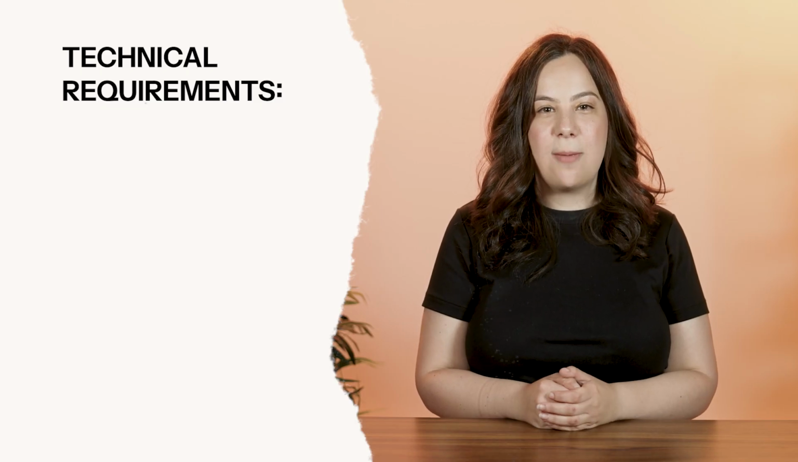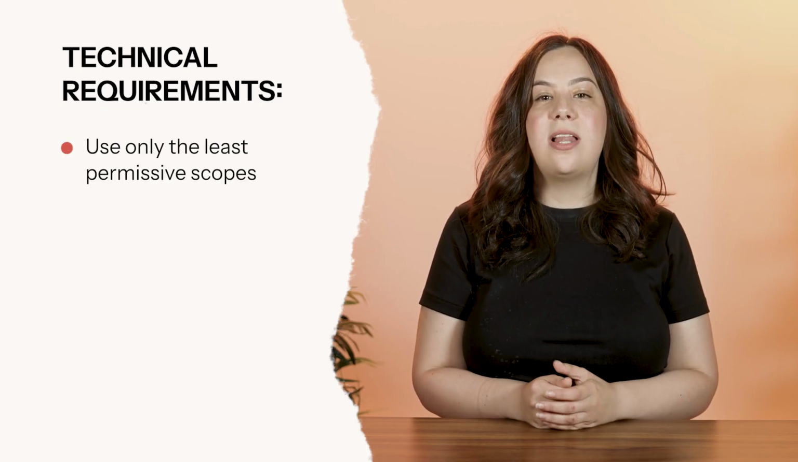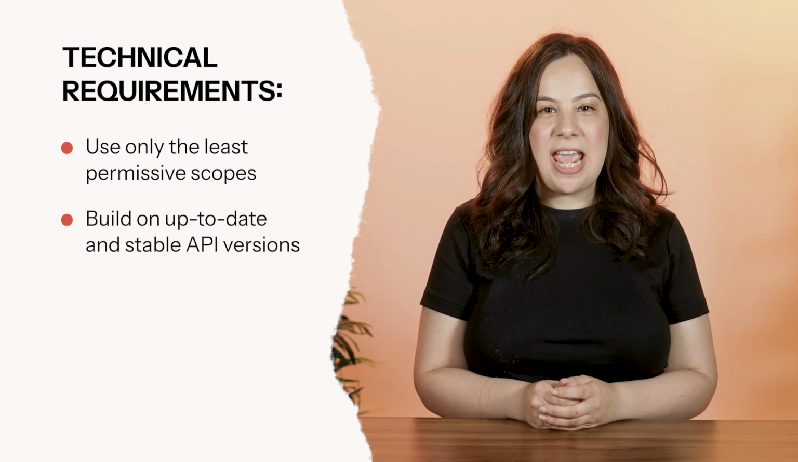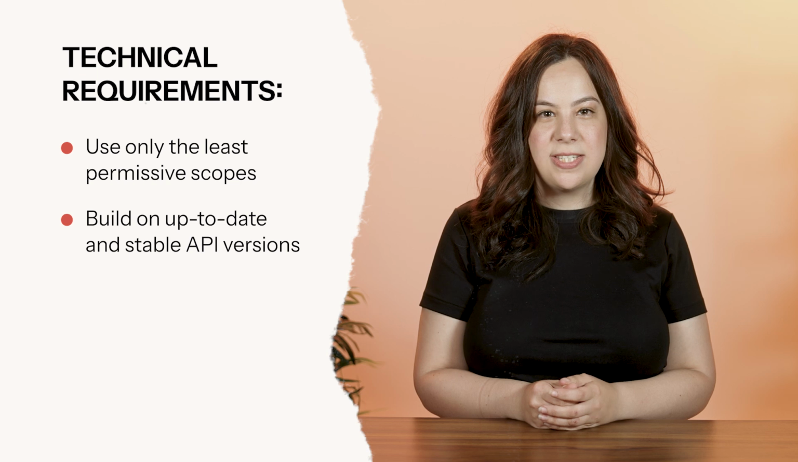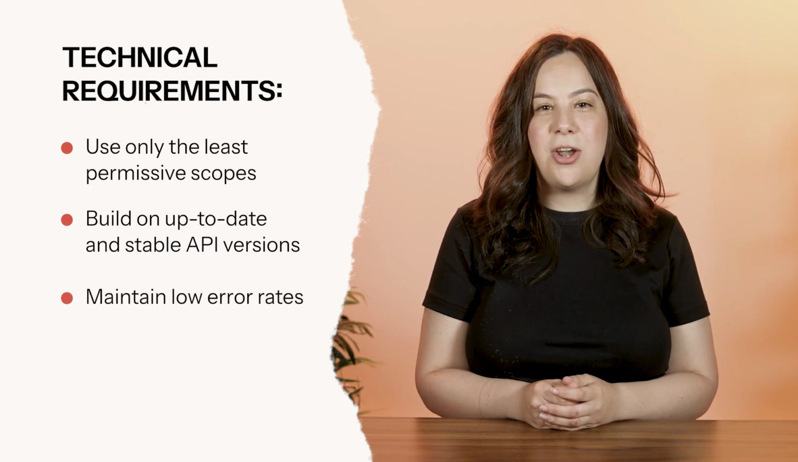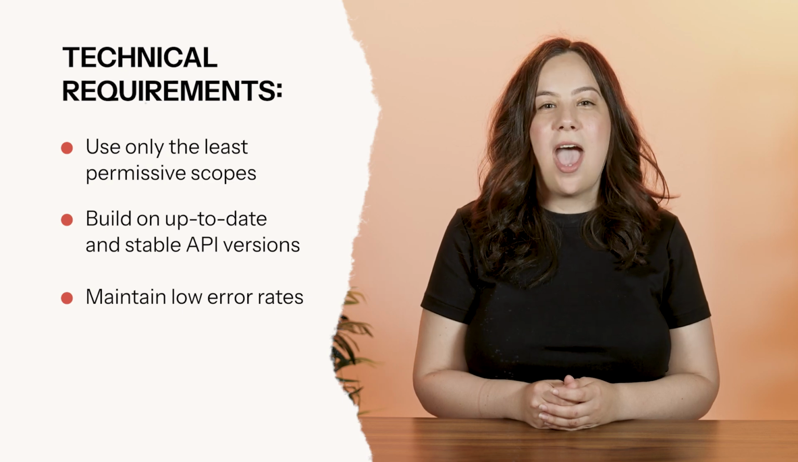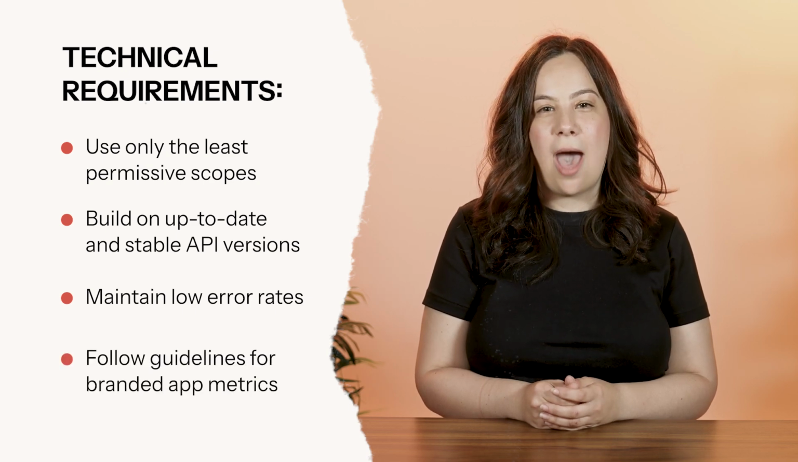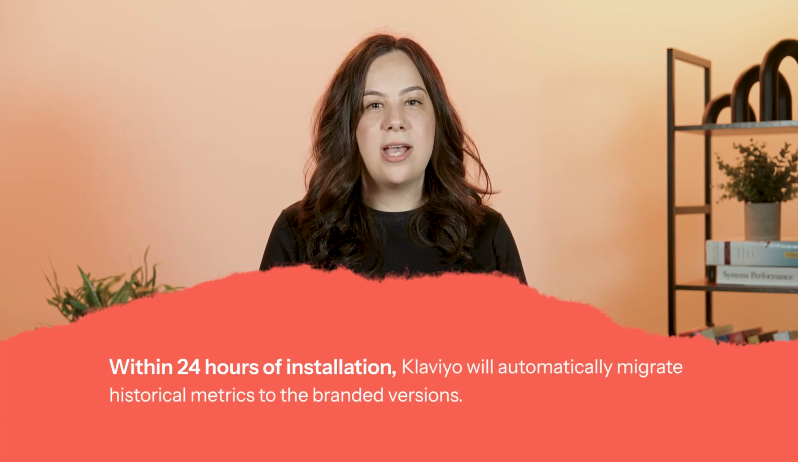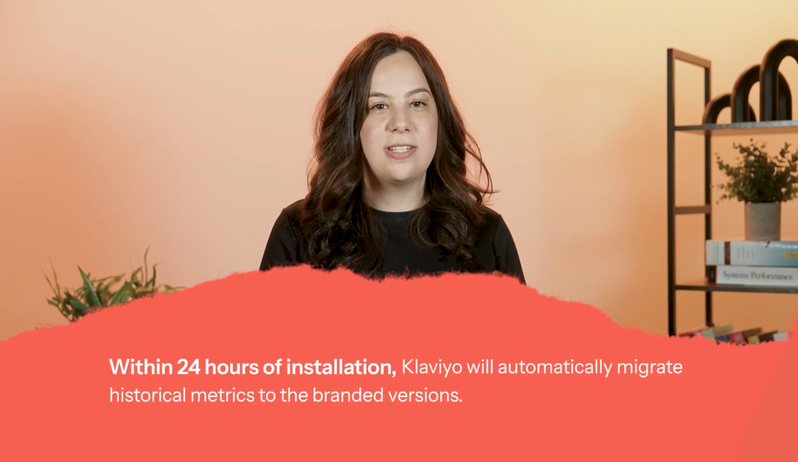Other technical requirements include using the least permissive scopes necessary, building on up-to-date and stable API revisions, maintaining low API error rates, which you can monitor on your app's insights page, and following guidelines for branded app metrics. Avoid duplicate or divergent metrics that can break user flows and segments. Good news! Within 24 hours of installation, Klaviyo will automatically migrate historical metrics to the branded versions.